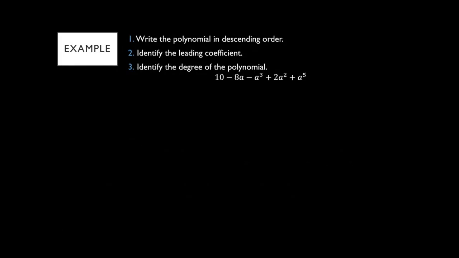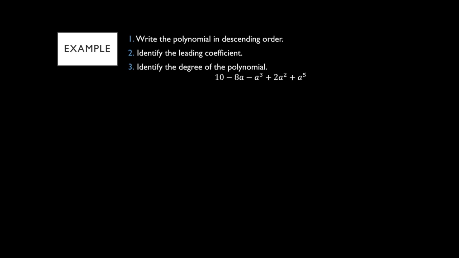So let's move on to some examples. We're just going to be looking at what things are polynomials, learning the terminology, definitions, that kind of thing. So I've got a polynomial here, 10 minus 8a minus a cubed plus 2a squared plus a to the 5th. So the first step is to write the polynomial in descending order. That just means you write it from the highest to the lowest exponent.